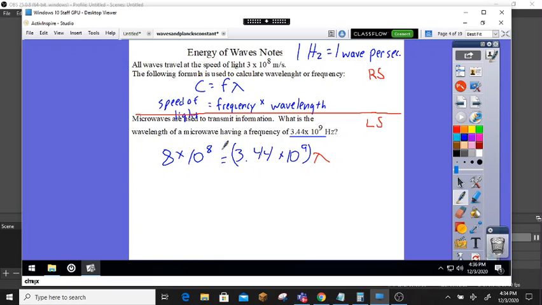Now, to solve for this, we've done stuff like this before, okay? When we were doing the gravitational attraction stuff, where we had these big, huge, giant numbers or small numbers. So we're going to do the same thing here. I'm going to take this whole thing. This cancels. And we're left with that.